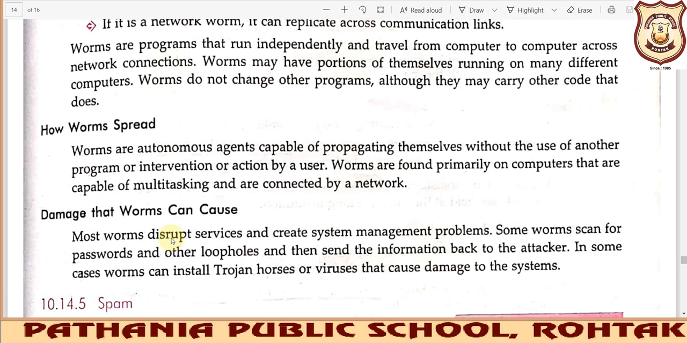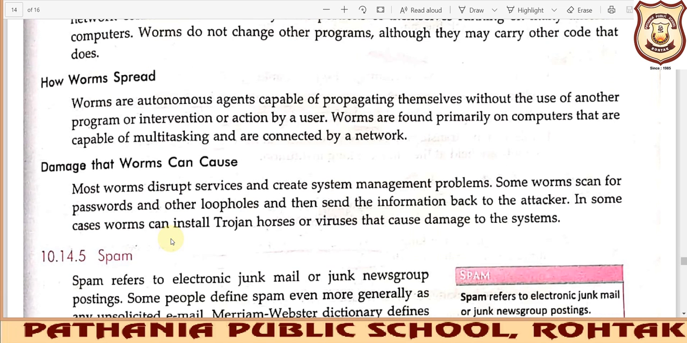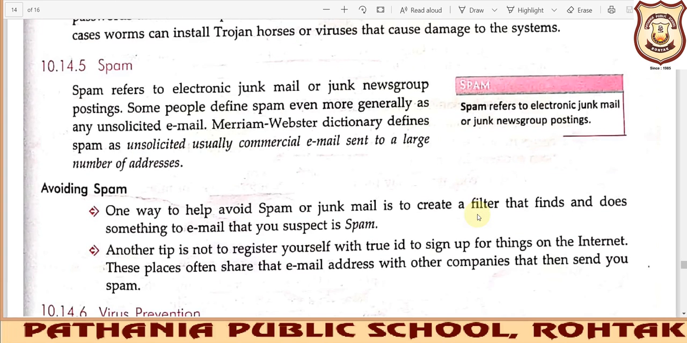So how do worms spread? They are autonomous agents that have the capability to propagate themselves without the use of any program. They are harmful because no host is required for them. They send your information to the attacker. Once they enter your computer, they take out your private information and send it to the attacker who has intentionally installed them in your computer.